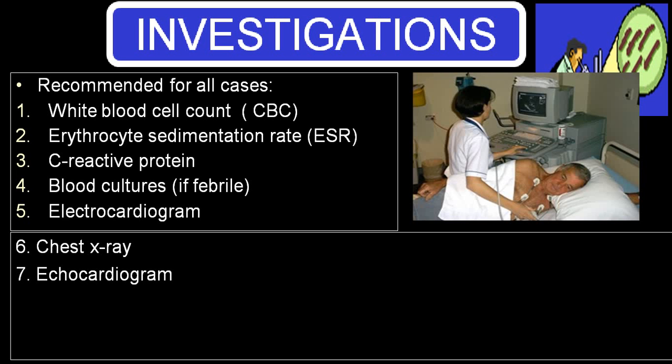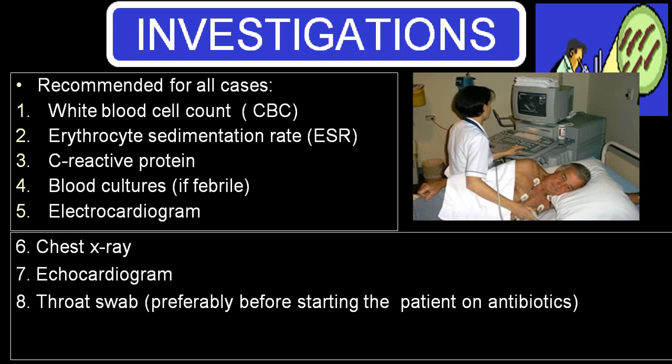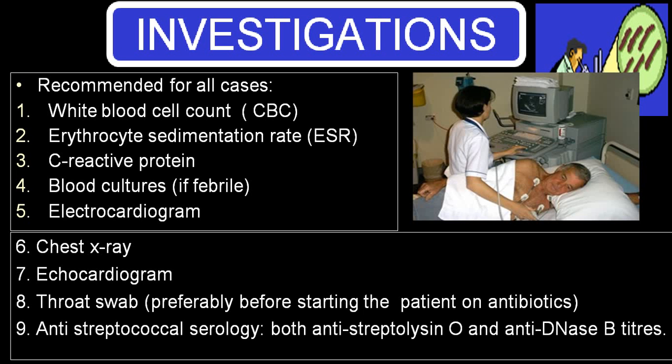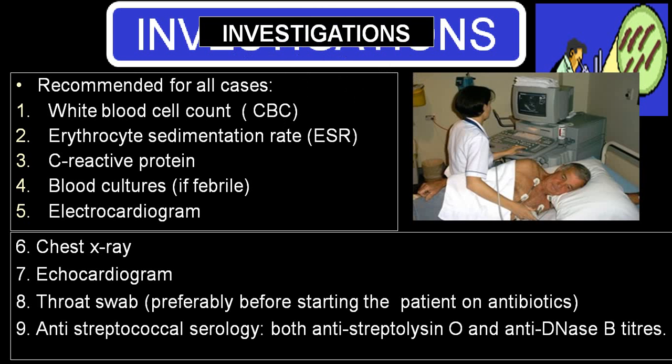involvement of pericardium in the form of pericardial thickening, pericardial effusion, suggests involvement of pericardium in acute carditis. You can also have involvement of the myocardium, which can be demonstrable on echo. Throat swab and sending it for a culture. Anti-streptococcal antibody, ASO titer, anti-streptodornase titer, etc.